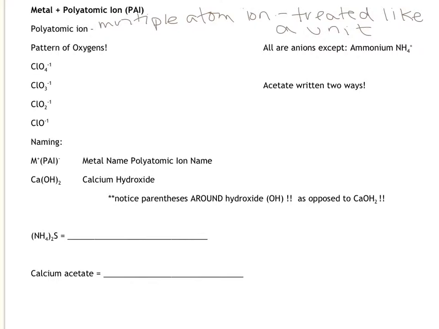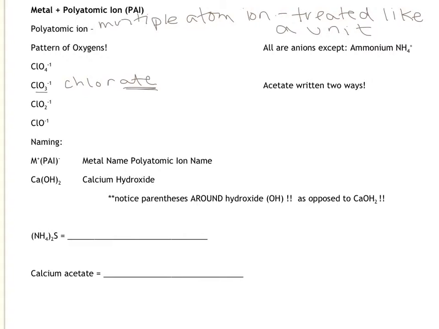Okay. When we name these, we use different endings of ATE and ITE to help us differentiate the number of oxygens that are added onto our polyatomic ion. So most of the time, a polyatomic ion is where an oxygen has been bonded to one of our other nonmetals. Not always the case, but mostly. So if I look here, I have this pattern of oxygens from most oxygens to least oxygens with a polyatomic ion.